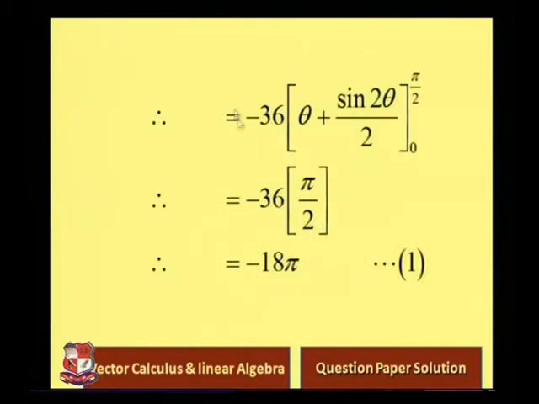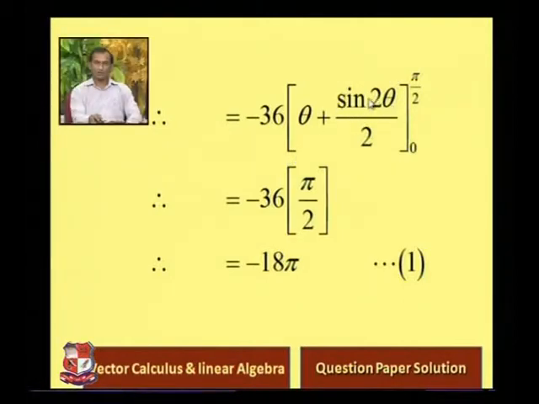So we get minus 36 divided by 2, which is 72. So we get 36 times [theta plus sin 2 theta by 2]. Apply the fundamental theorem: pi by 2. Here sin 2 pi by 2, so the 2s cancel. So here sin pi is 0. So this term is 0.